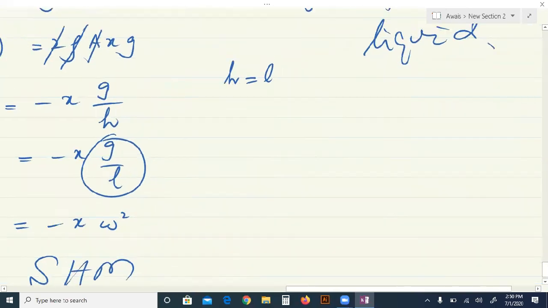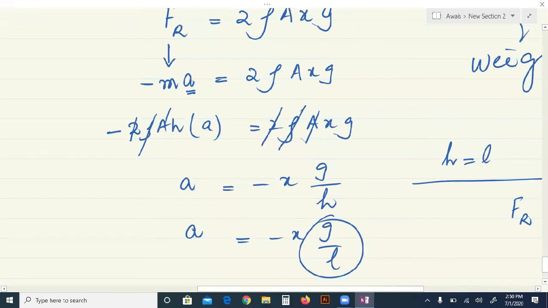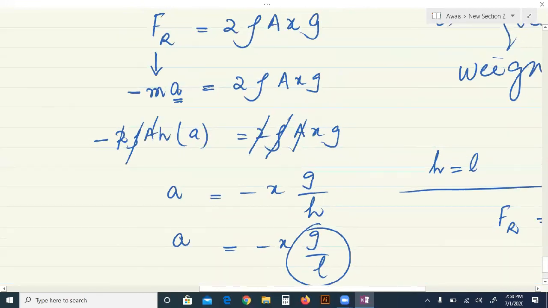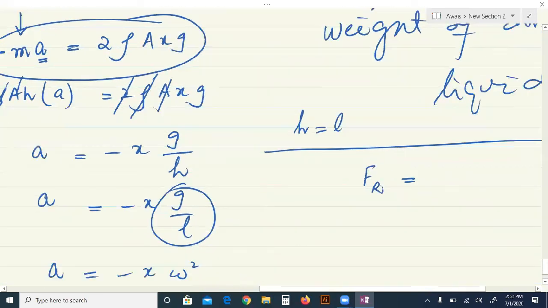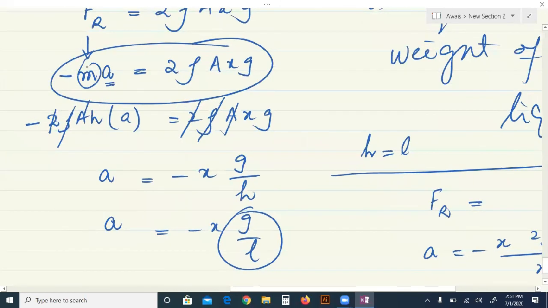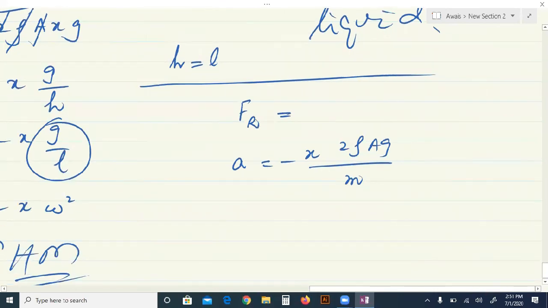Okay, again, if the question is such that the resultant force is given, this one, then from this equation it is written like this: a is equal to minus x 2 rho A g divided by M. Okay, this M is not replaced by rho h, it is written as M. Then it is tested simple harmonic motion.